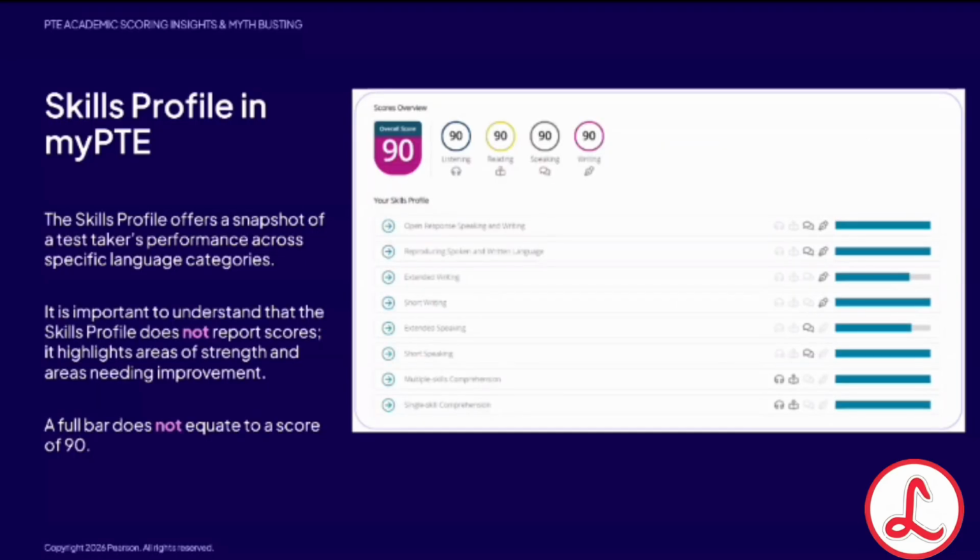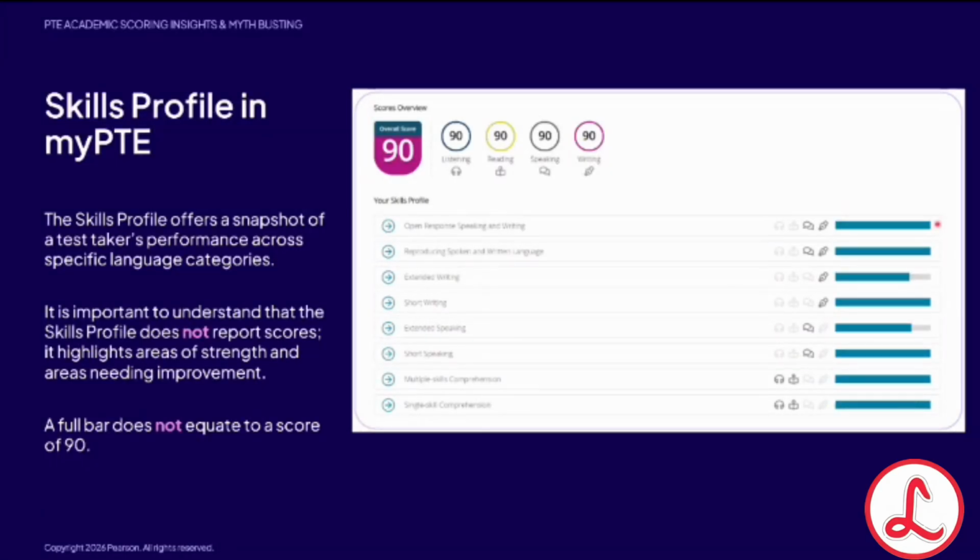The skills profile gives a breakdown of different categories of skills and shows bars that explain your strengths or relative performance in each of those categories. The one thing I really want everybody to take away is you'll see these bars don't have any numbers on them, and that's because they don't represent scores. So having a full bar doesn't mean that you've scored a 90 in open response speaking and writing. Having an empty bar doesn't mean that you've scored a 10.